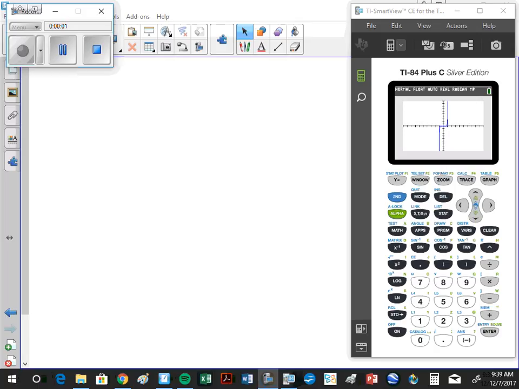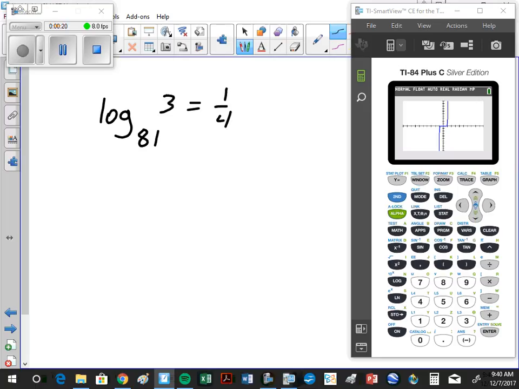All right, on page 370, in that first section, you are just going to convert from logarithm to exponent. So the first one says, log base 81 of 3 equals 1/4. What is that in exponential form? 81 to the 1/4 is 3.